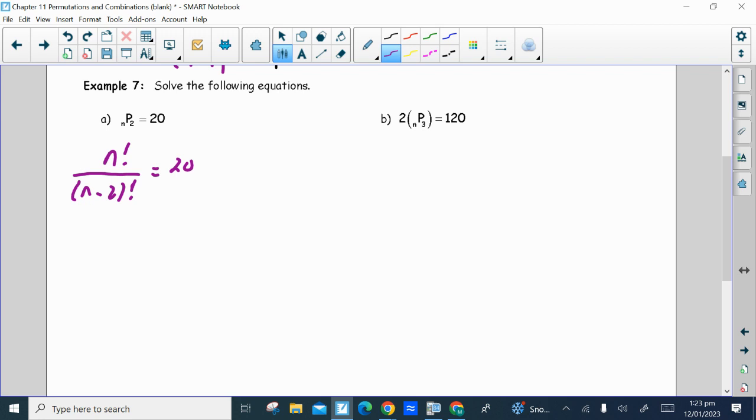We have to decide if we're going to expand the top or the bottom so that something will cancel. And we said that we always expand the larger of the two expressions. n is greater than n minus 2, so we're going to expand n factorial.